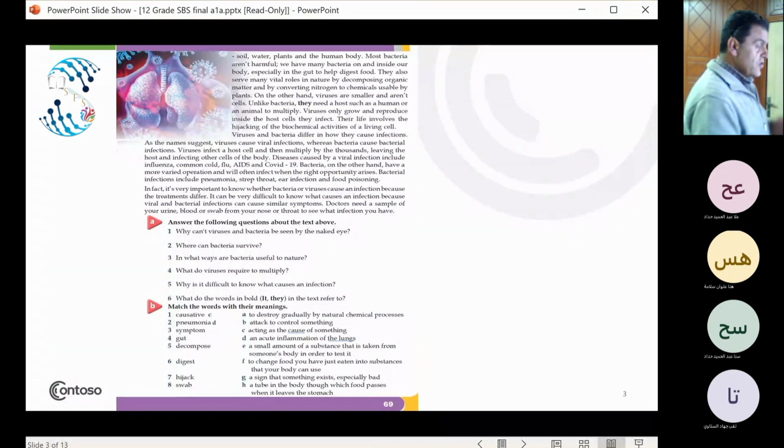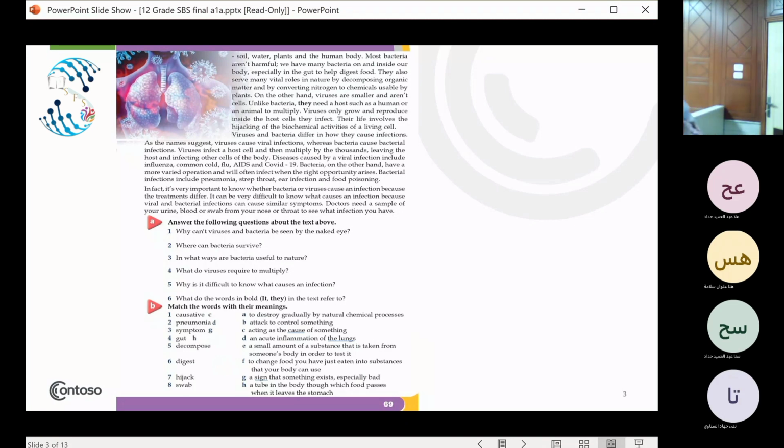The third word is symptom. What is the key word? What does symptom mean? Symptom means a sign that something exists, especially something bad. A sign. An indicator.